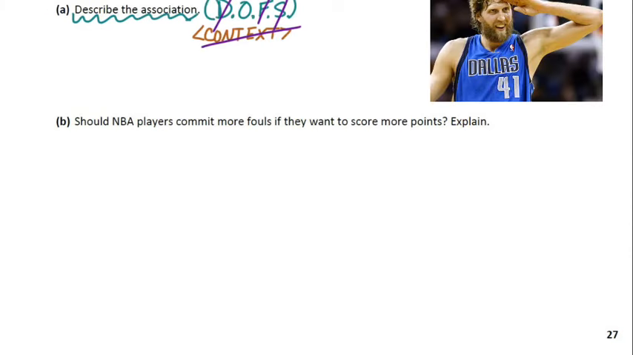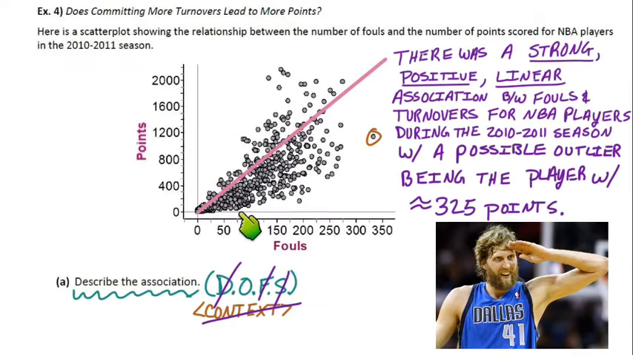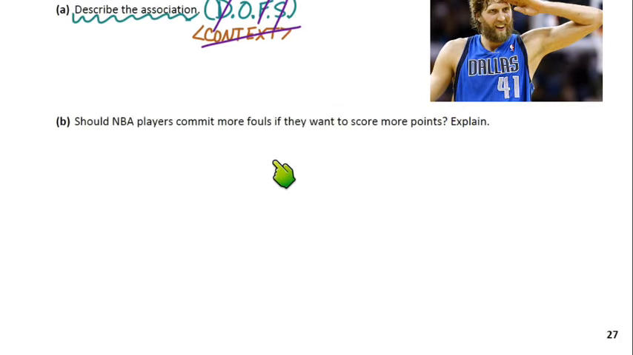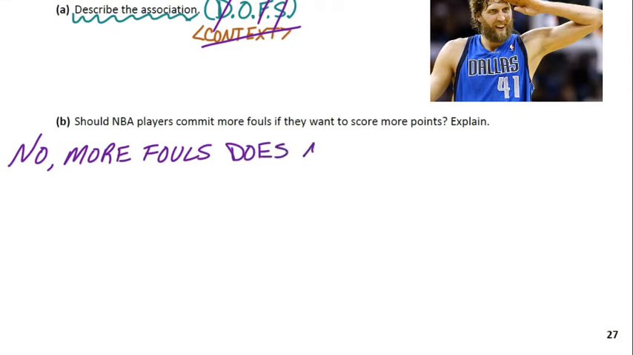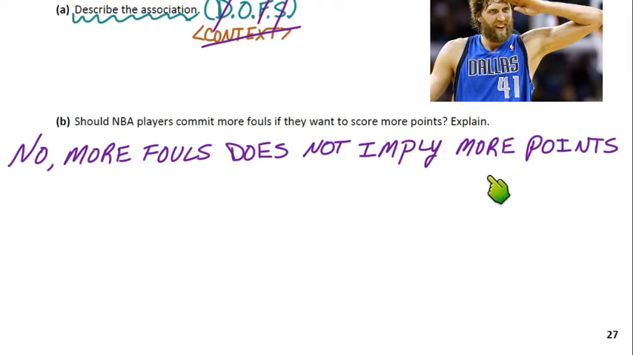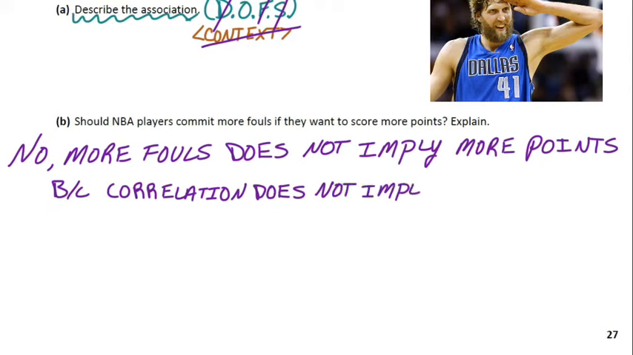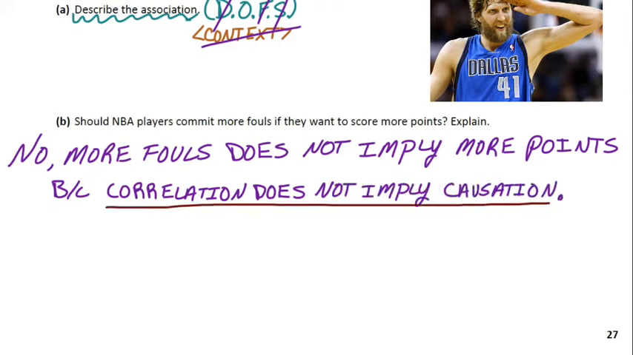All right, let me scroll down again. Should NBA players commit more fouls if they want to score more points? Not only does that sound ridiculous, but don't be fooled. Yes, in general, the more fouls, the more points, but that doesn't mean this holds, because strong correlation doesn't imply causation. So no, more fouls does not imply more points for these players, because correlation does not imply causation. And that's a pretty ridiculous claim.